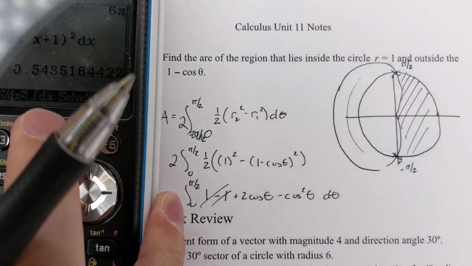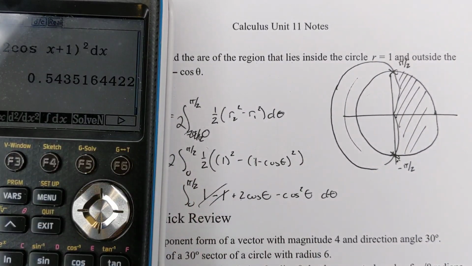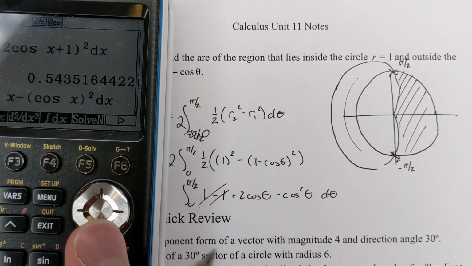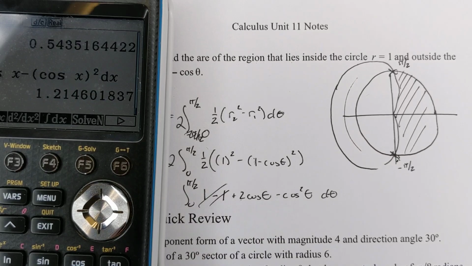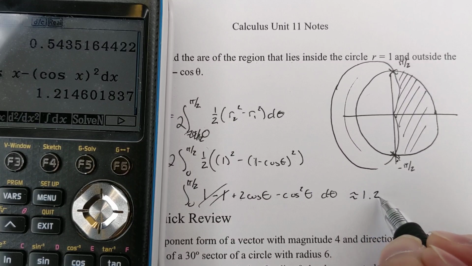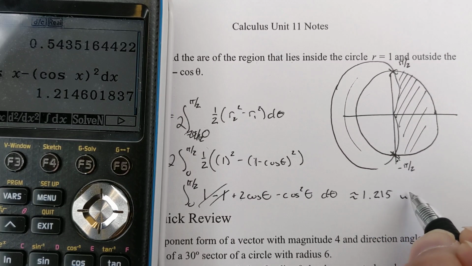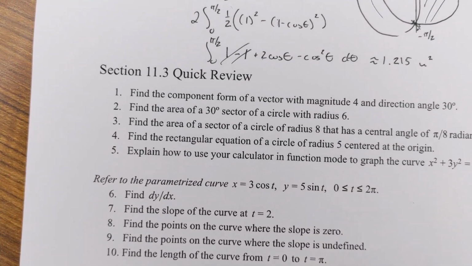And then we go to our calculator, which we could have done way up here. So 2 cosine theta minus cosine squared theta from 0 to pi over 2, and this comes out to be about 1.215 units squared. So there you go, there's a quick review.